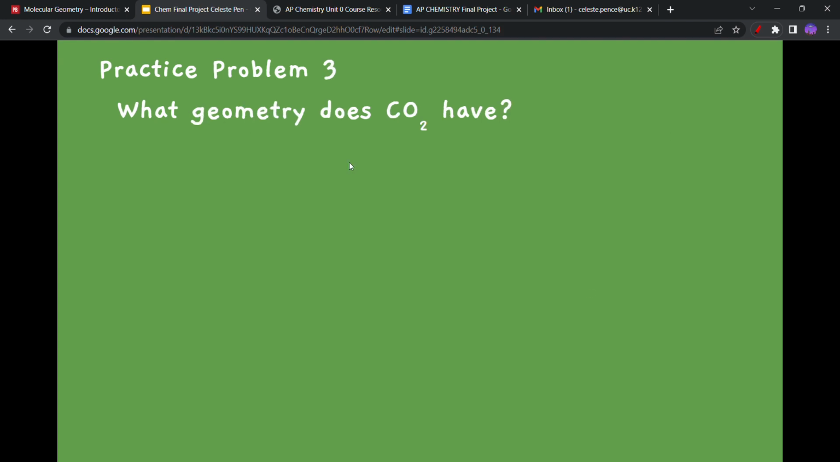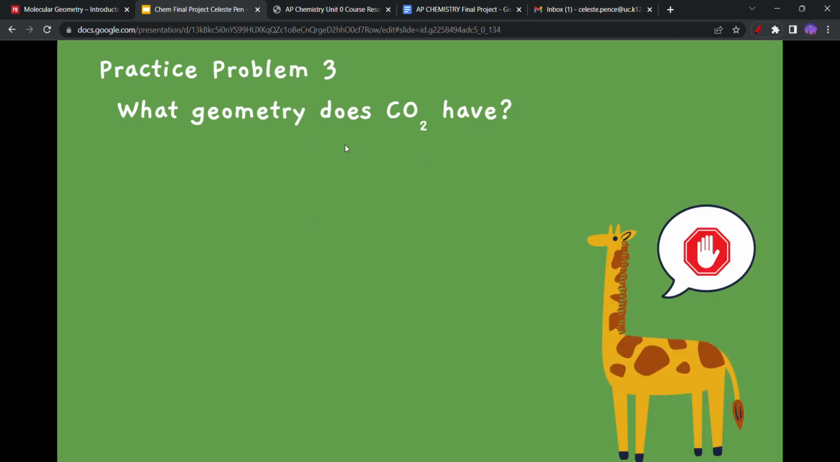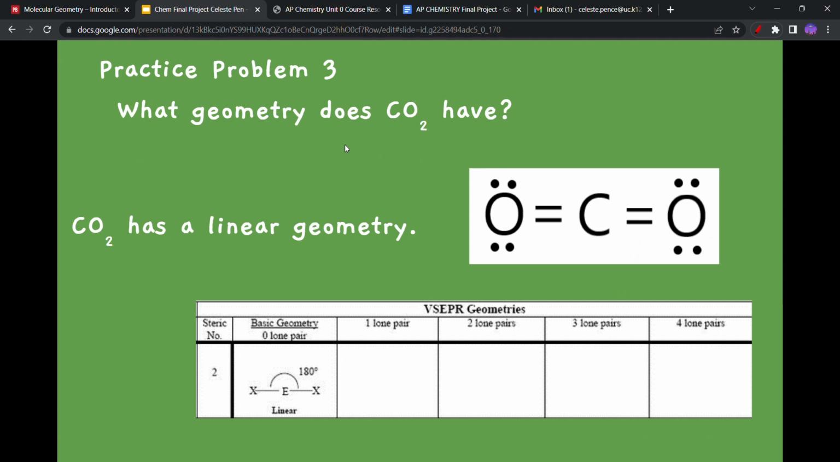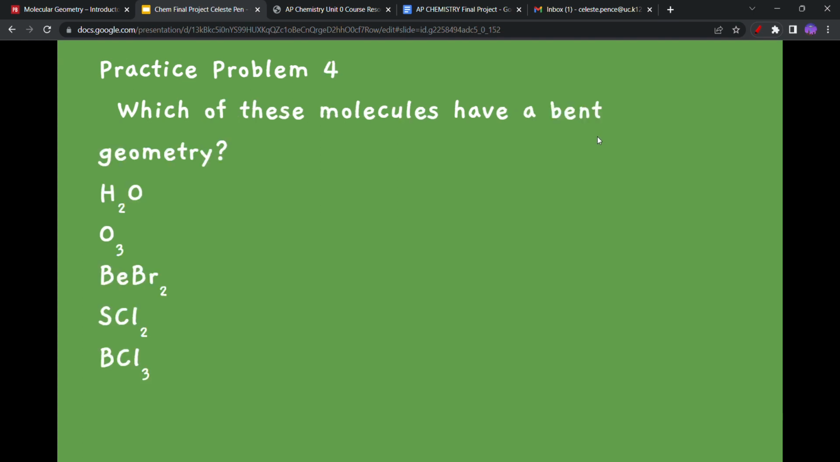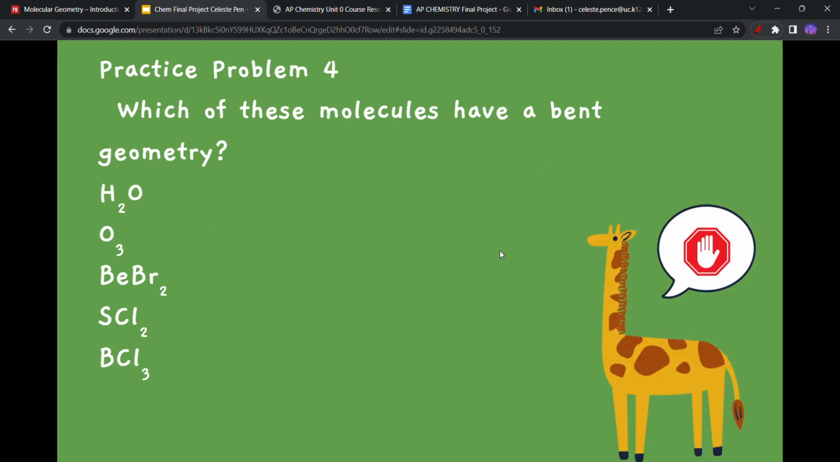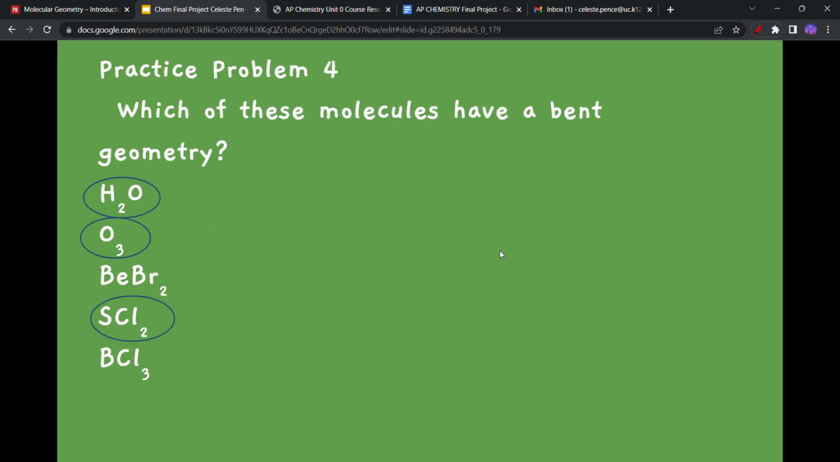Excuse me. What geometry does carbon dioxide have? Stop the video here and try the problem by yourself. Carbon dioxide has a linear geometry with 2 bonds and 0 lone pairs. Which of these molecules have a bent geometry? Stop the video here and try these by yourself. Water, O3, and SCl2 all have bent geometries.